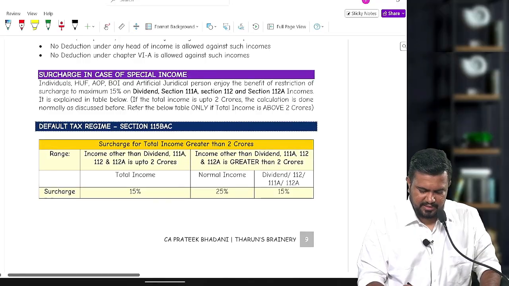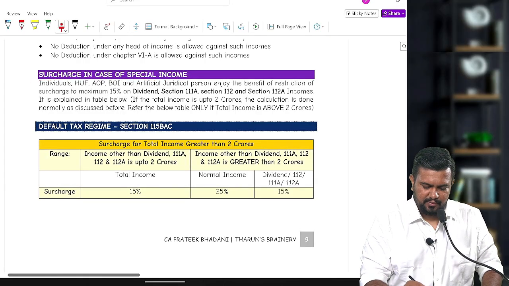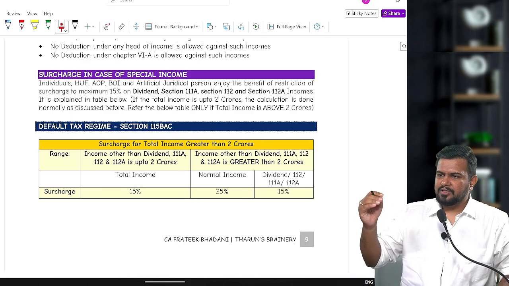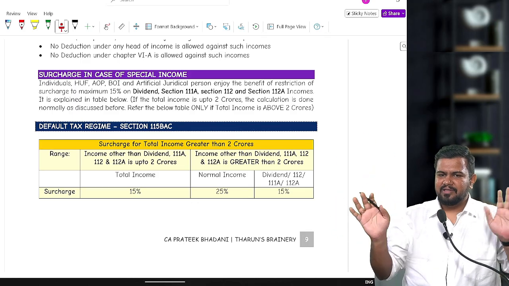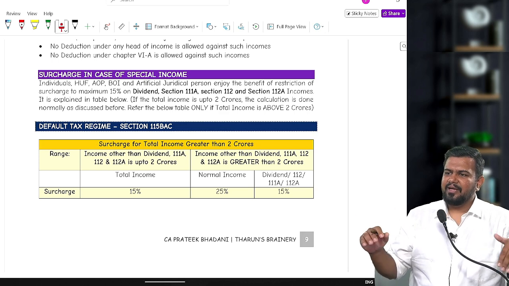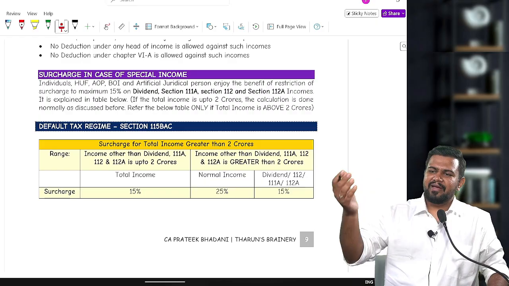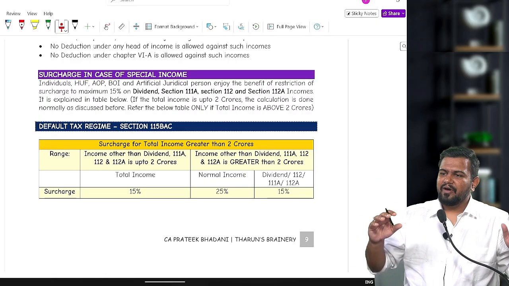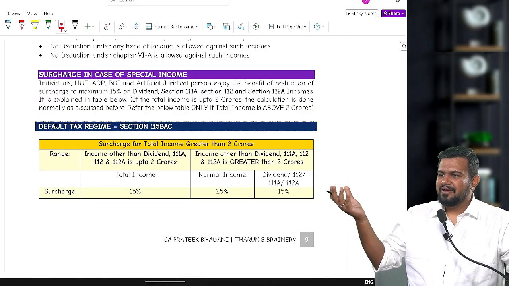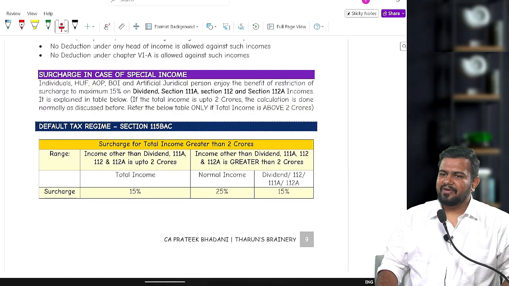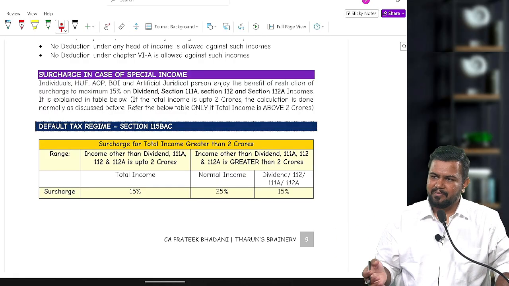Now let us see surcharge in case of special income. Listen here. When the government introduced 25% and 37% surcharge, earlier 25-37 was not there. One day the government introduced 25 and 37%. When they introduced it, the foreign investors got very upset that they have to pay so much tax for investing in India. That is why they started withdrawing their money from India.